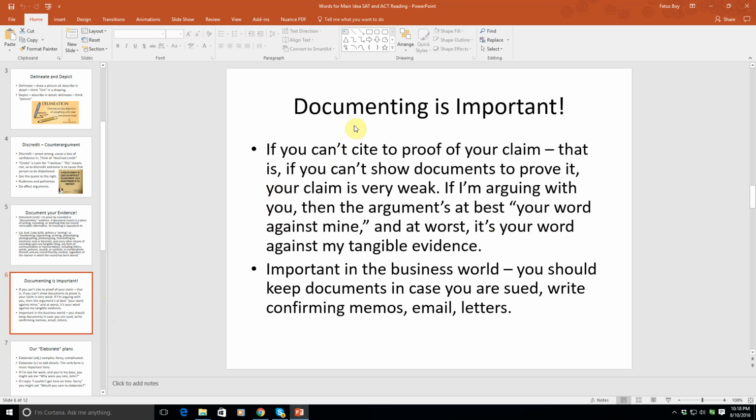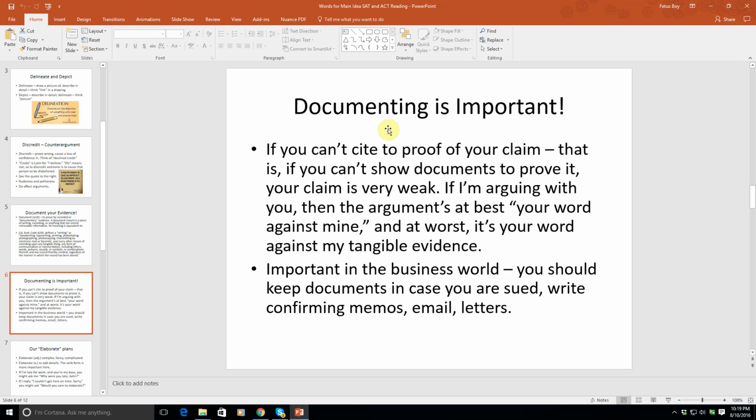Documenting is important. If you can't cite to proof of your claim, that is, if you can't show documents to prove it, your claim is very weak. If I'm arguing with you, then your argument's at best your word against mine, and at worst it's your word against my tangible evidence, if I can actually produce evidence that backs up my point of view, but you can't produce any evidence that backs up yours. Again, if this is a court case or any sort of dispute, it's really a good idea to have any kind of document, any kind of memo, anything written at the time that something was discussed.